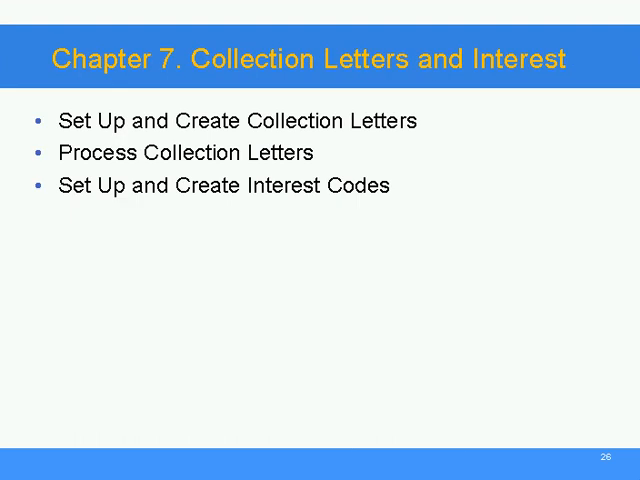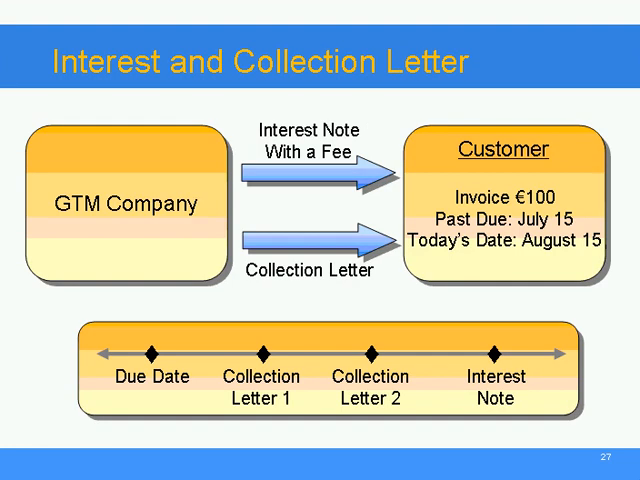Chapter 7. Collection letters and interest. We have these objectives: set up and create collection letters, process collection letters, set up and create interest codes. When a customer does not pay an invoice, a company, depending on its company policy, usually sends a collection letter. Additionally, the company has the ability to connect a fee to be charged on each collection letter, with the fee added to the customer's collection letter balance.